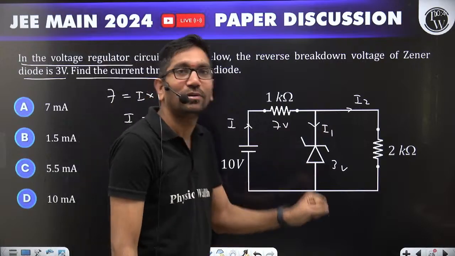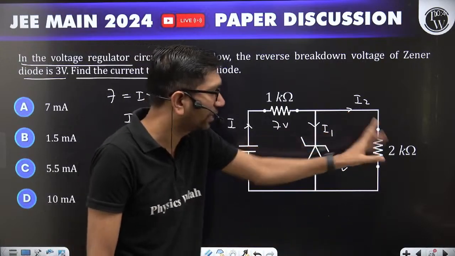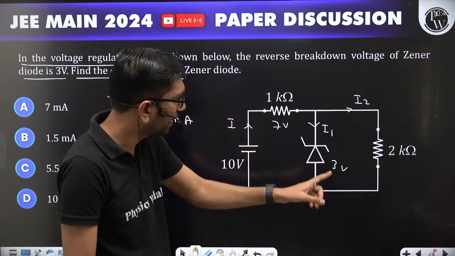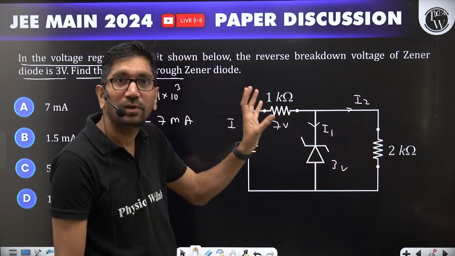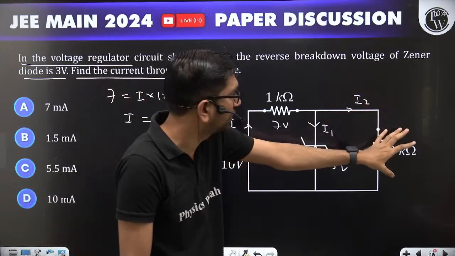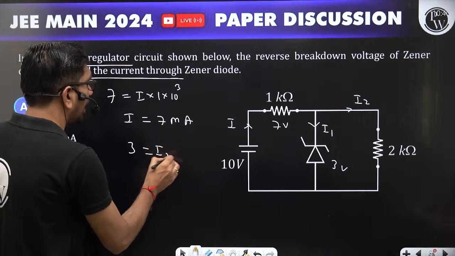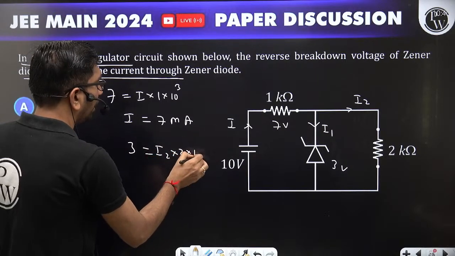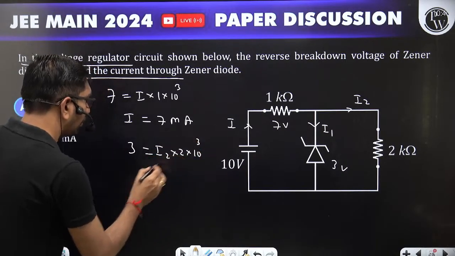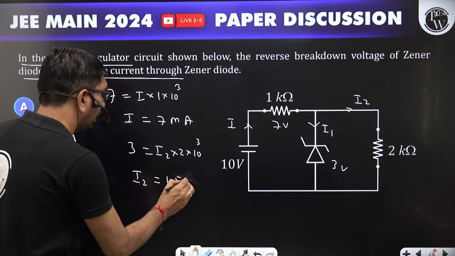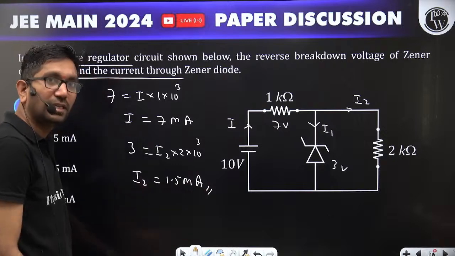Now let us find the current across here. As everyone knows, in parallel connection, voltage remains constant, right? So whatever the voltage drop is present here, the same voltage will be present here. V equals IR. 3 is equal to IR. So the I2 value is 3 by 2, which is 1.5 milliampere. Is it clear?